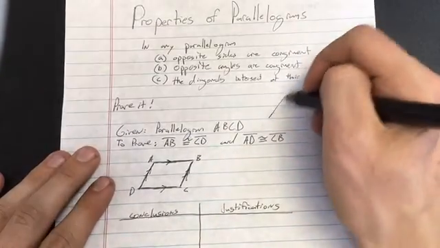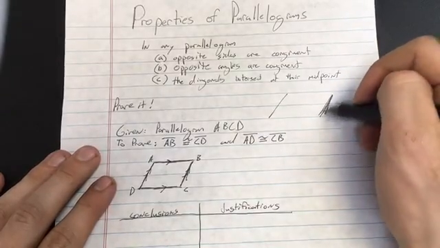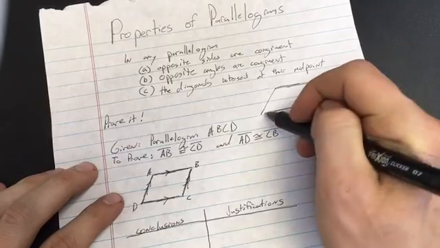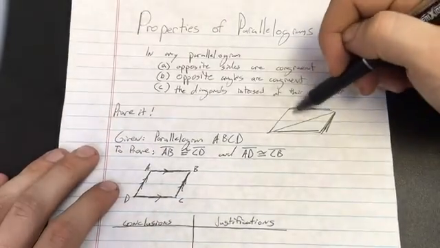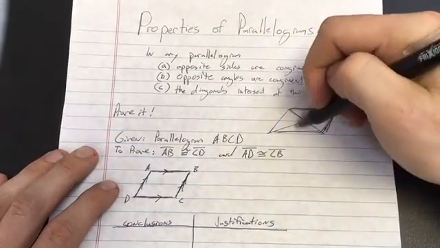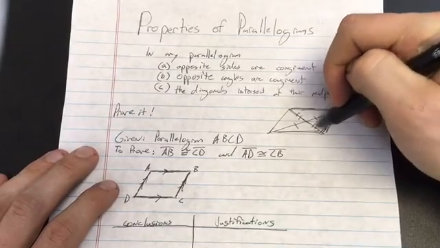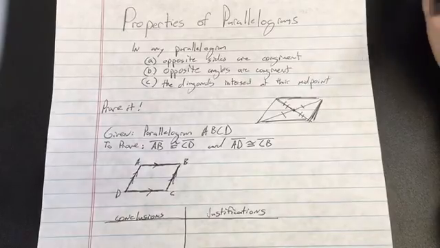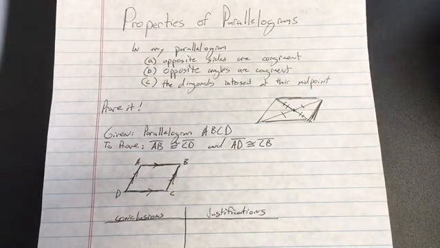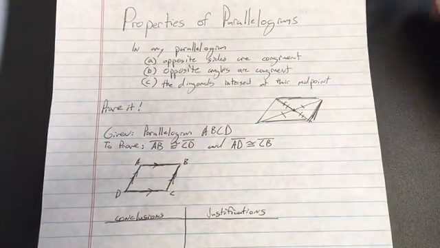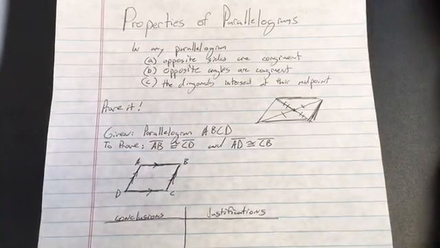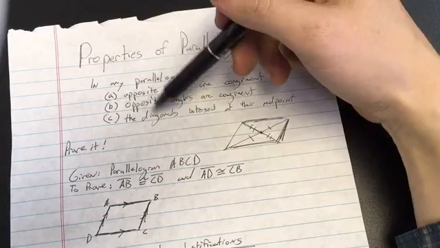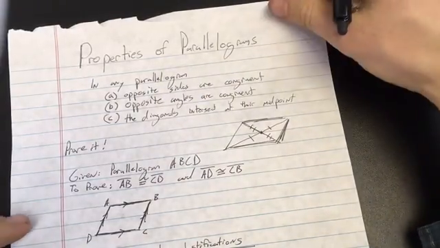So in a given parallelogram, the diagonals are actually pretty easy to draw. They intersect at midpoints. That means each of these segments away from this intersection point is even. And these things will be self-evident in a minute. So these are the 3 points of the properties of parallelogram theorem.